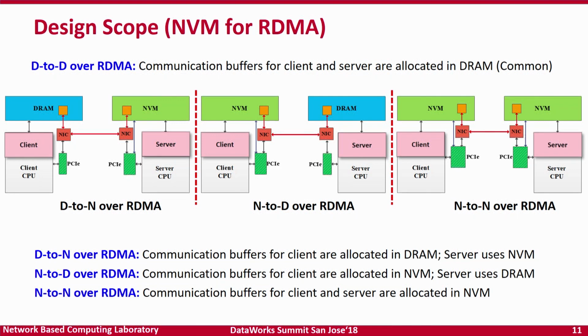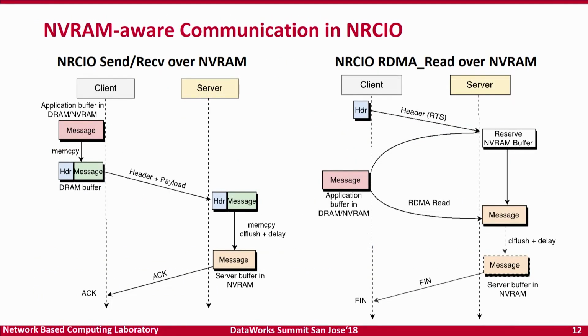For example, we refer to D2N as communication where the communication buffers for the client are in DRAM and the server are in NVM. And similarly, others are named appropriately. So we have designed several communication primitives to achieve communication depending on where the data is present, and also optimized for different message sizes.